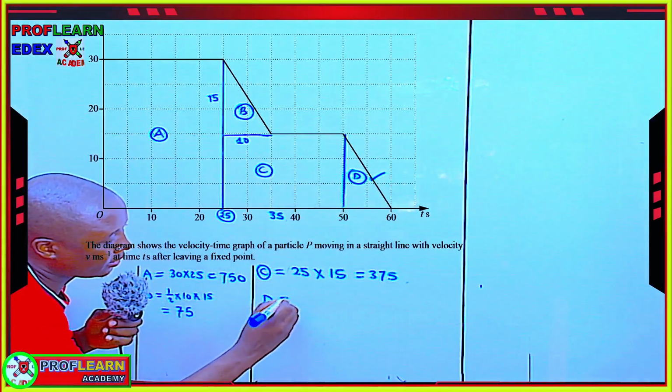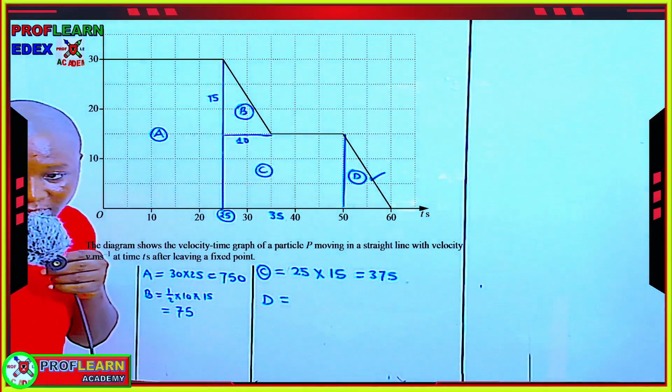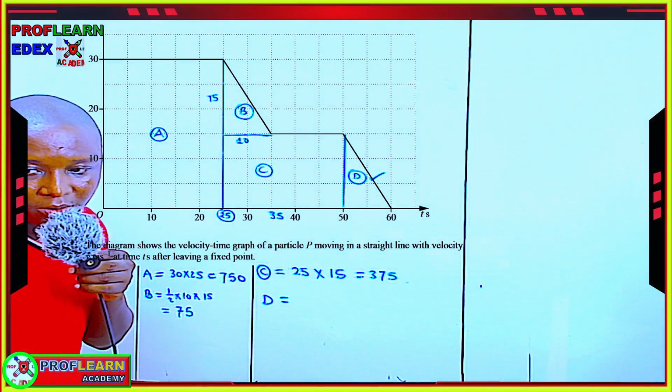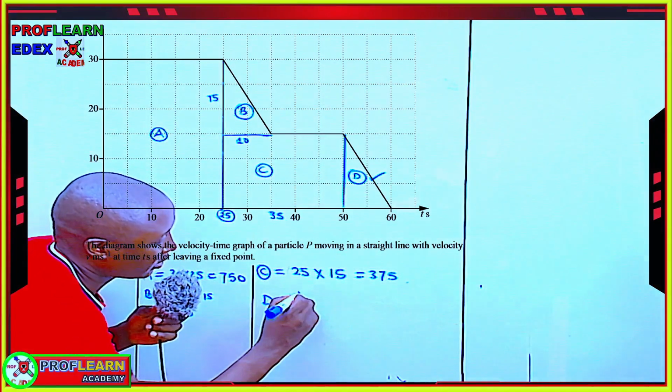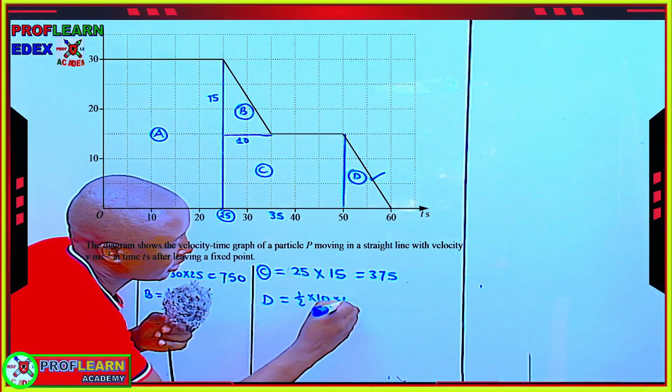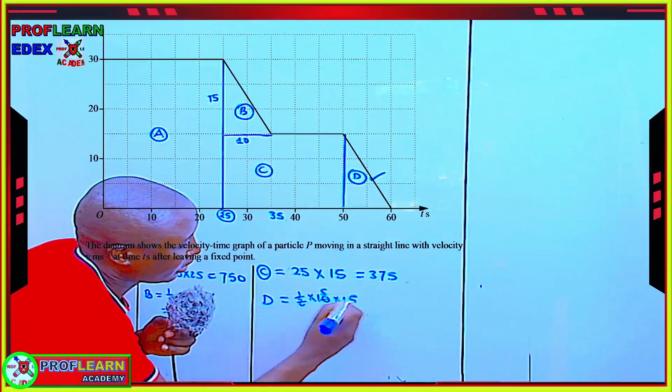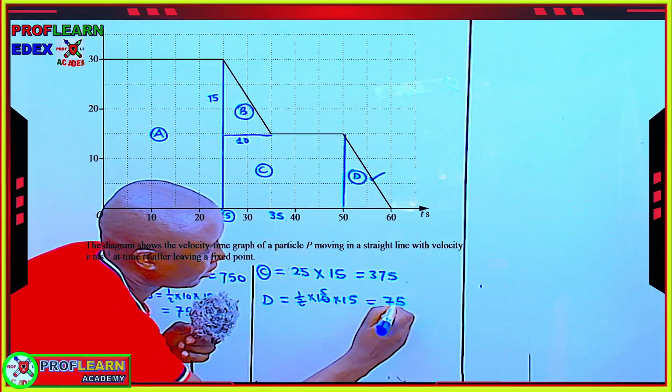And then we are almost done. We have D. D is which shape? D is a triangle. The base of that triangle we can see is from 50 to 60, so it's 10, and the height is 15. So the area is a half times 10 times 15, and this is actually going to be 75.